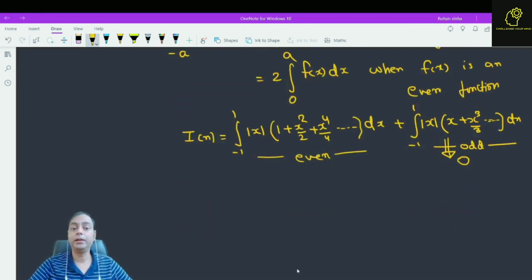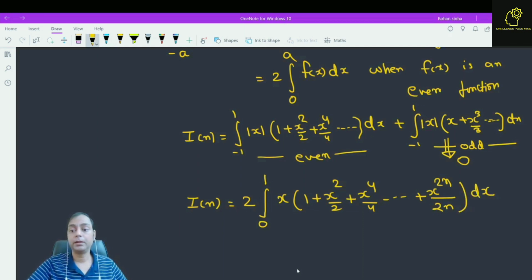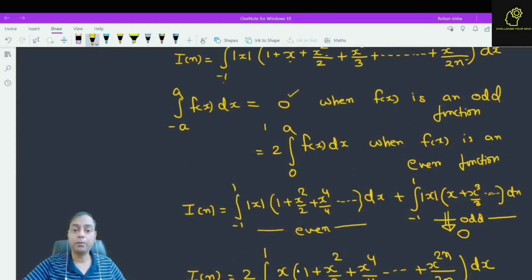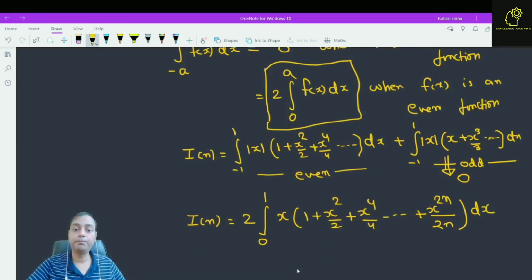Now, what can we say finally? We say I_n is equal to 2 times the integral from 0 to 1 of x (1 plus x square by 2, x raised to 4 by 4, till x raised to 2n, whole divided by 2n) dx. Because this is an even function, I have simply applied this property: it is 2 times the integral from 0 to a of f(x) dx, when f(x) is even. And in 0 to 1, mod x is positive only, so we can replace mod x as x.